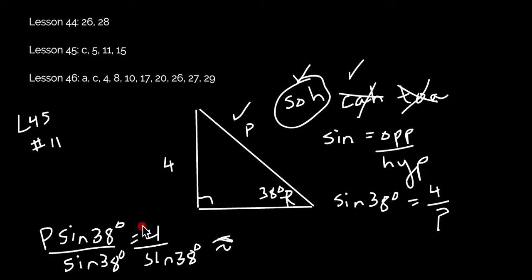So in our calculator, we're going to take 4 divided by sine of 38. And we get the answer of 6.497, so I'm going to round it to 6.5. And that makes a lot of sense. The hypotenuse should be the longest side in the triangle, so it better be bigger than 4, and it doesn't want to be extremely bigger. So 6.5 seems like the appropriate length.